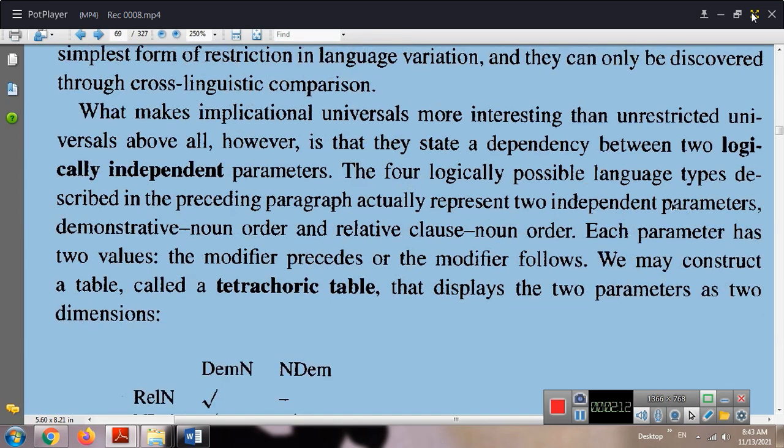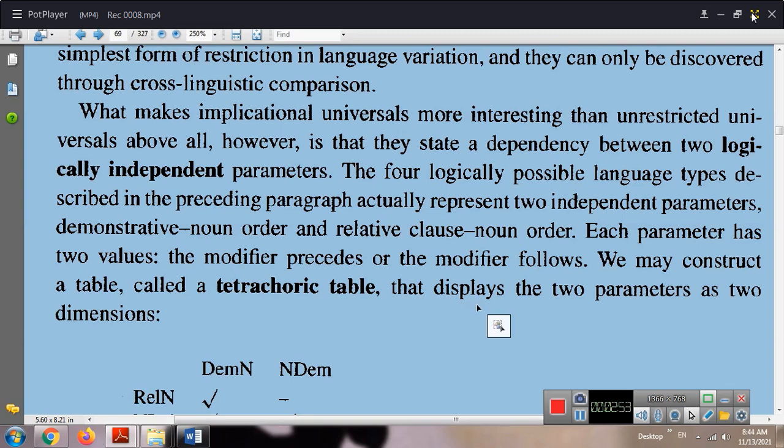The four logically possible language types described in the preceding paragraph actually represent two independent parameters: demonstrative-noun order and relative clause-noun order. Each parameter has two values. The modifier, here the demonstrative and here the relative clause, either precedes or follows the head. We may construct a table called a tetrachoric table that displays the two parameters as two dimensions.